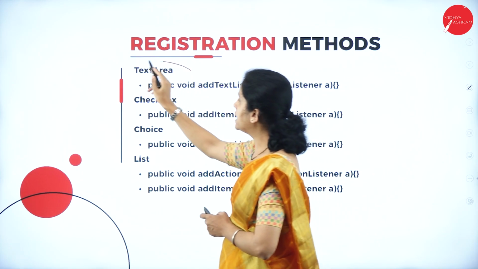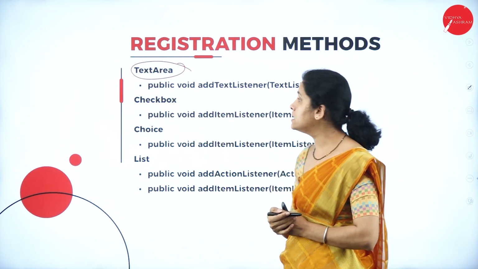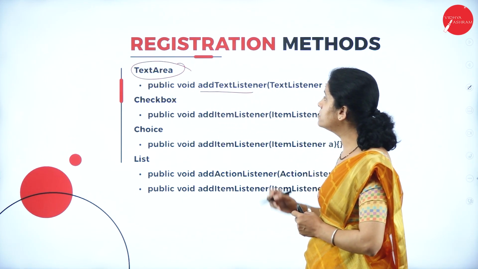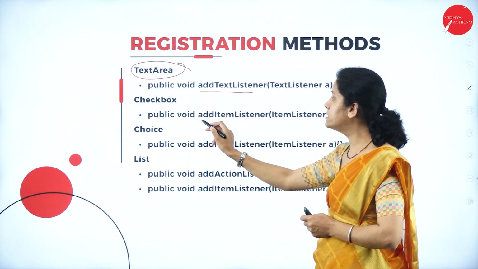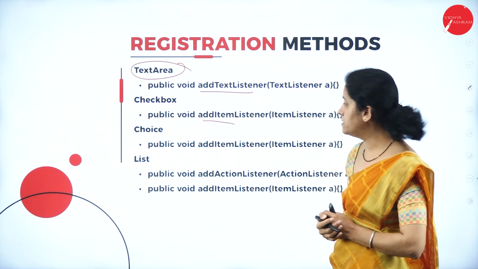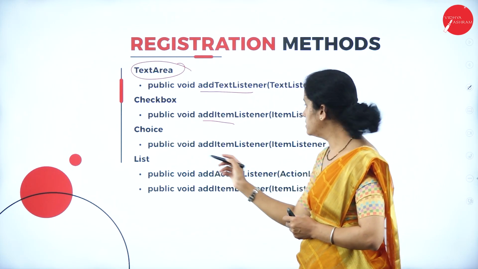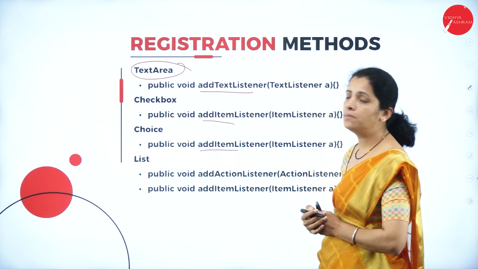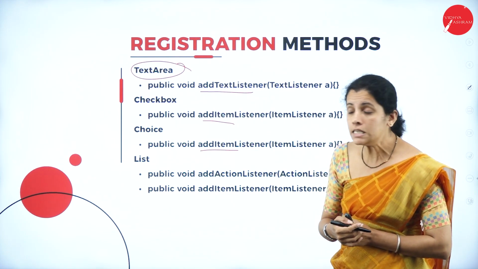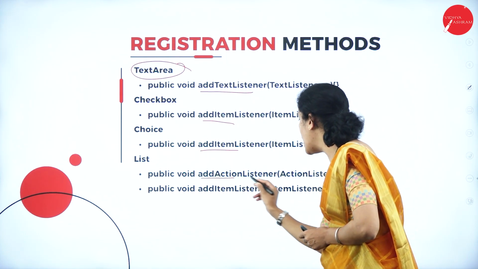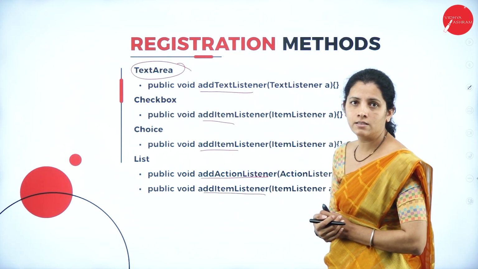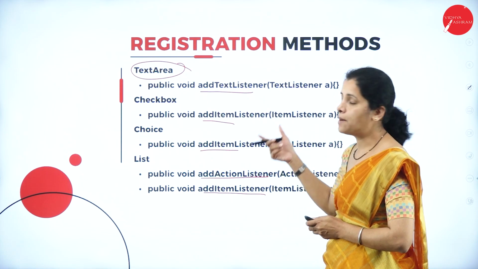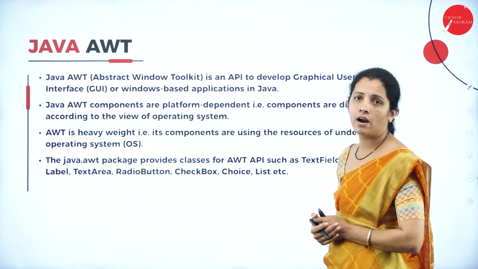Now see here. If I have a text area, then what is the listener I want to register? That is add text listener. If it is a checkbox, then add item listener. And if it is a choice, then once again add item listener. If it is a list box, then add action listener. These are the listeners I am going to have under Java.